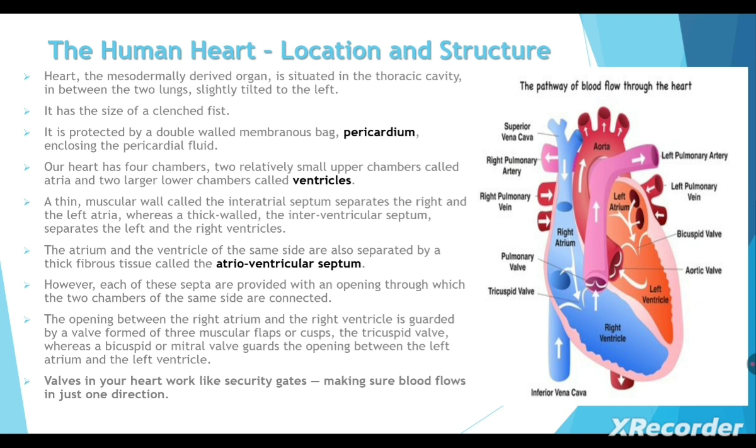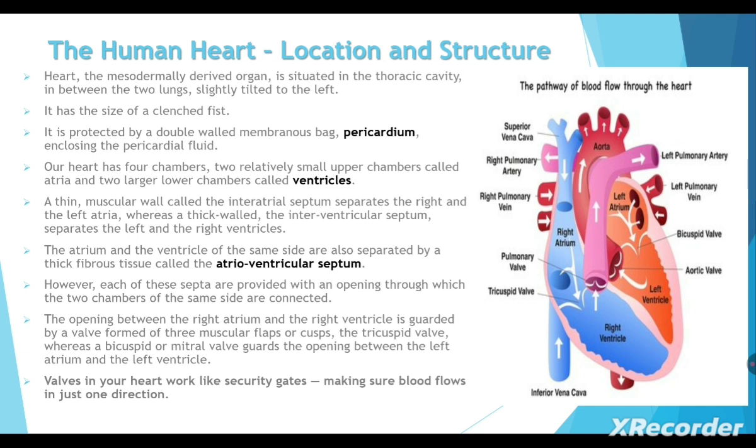The heart is a very sensitive organ, so it needs to be covered. It is covered and protected by a double-walled membrane bag, the pericardium, and it is enclosed in the pericardial fluid. Our heart has four chambers: two upper chambers, that is atria, and two lower chambers, that are called ventricles. A thin muscular wall in between is the interventricular septum, which separates the left ventricle and the right ventricle.